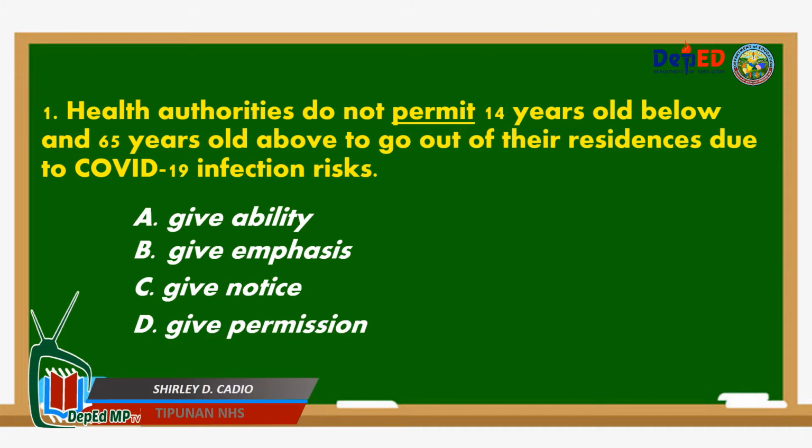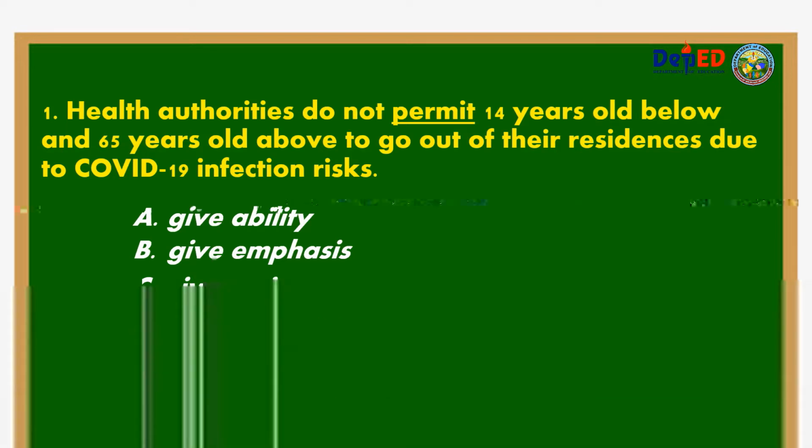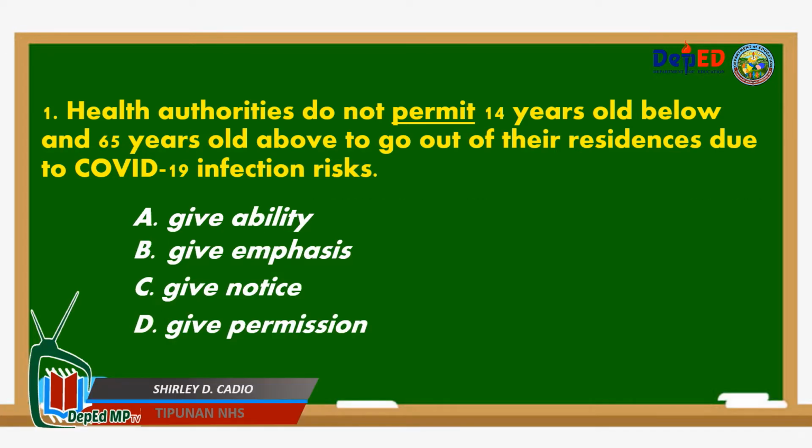Number 1. Health authorities do not permit 14 years old below and 65 years old above to go out of their residences due to COVID-19 infection risks. The underlined word is permit. What is the meaning of the word permit? Letter A, give ability. B, give emphasis. C, give notice. D, give permission.